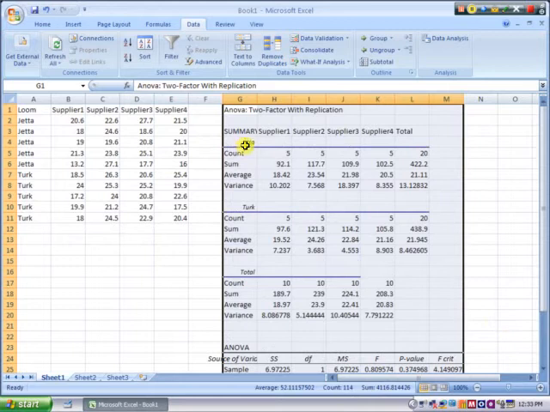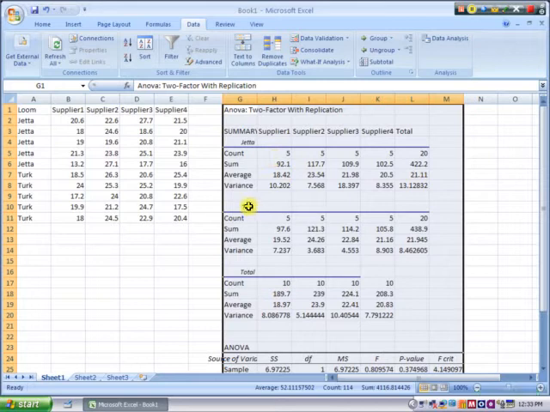Now, Jetta. Here's the average for supplier 1, the average tensile strength. That many pounds of force to break Jetta on the average from supplier 1. This many pounds of force to break fabric that's made on the Jetta loom from supplier 2. And here's the overall average tensile strength for Jetta. So just learning how to read your output.